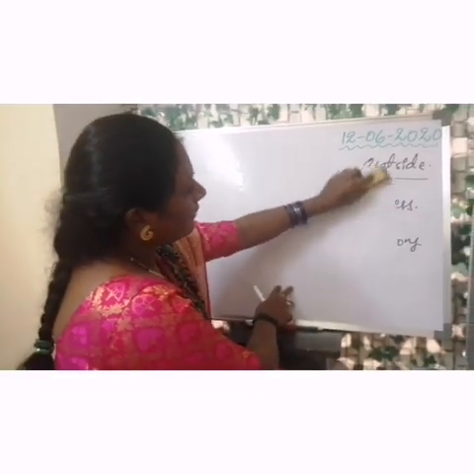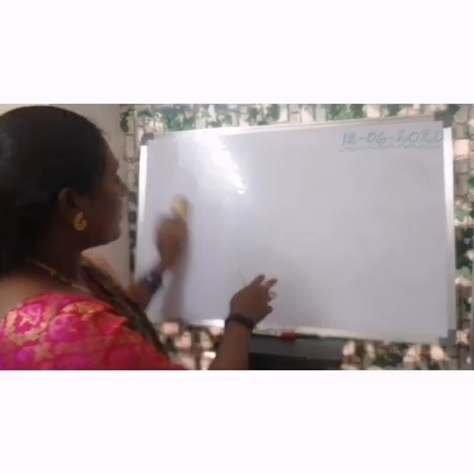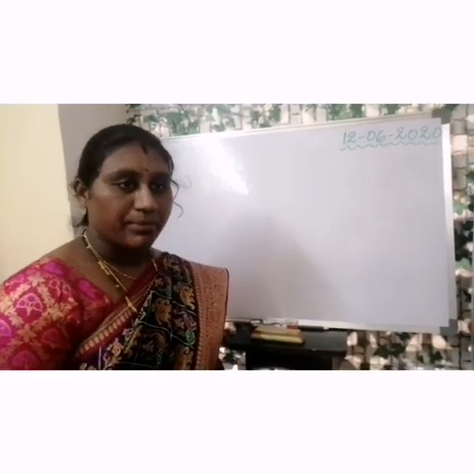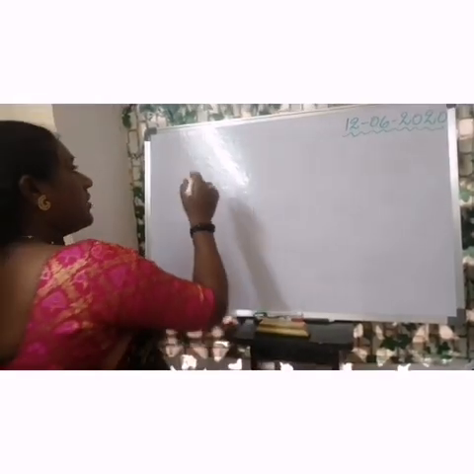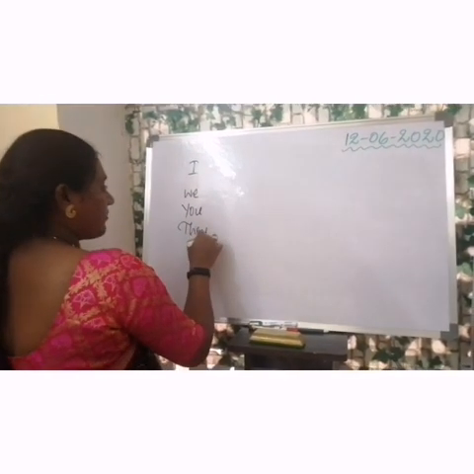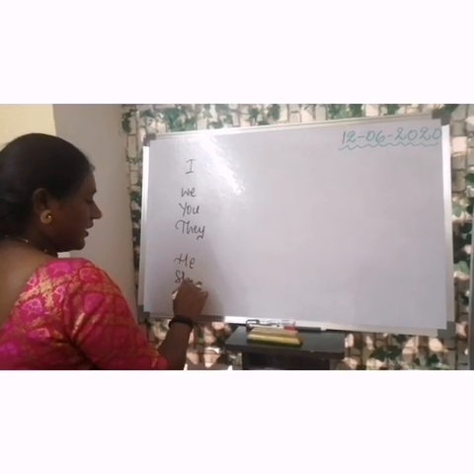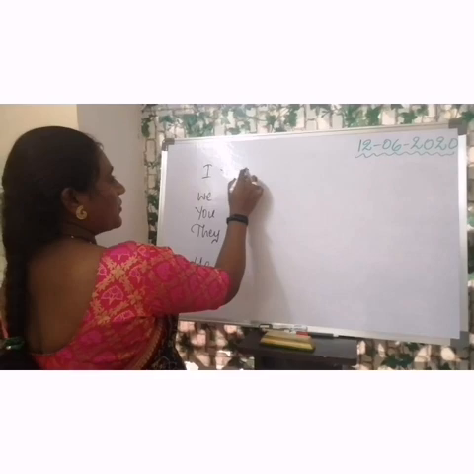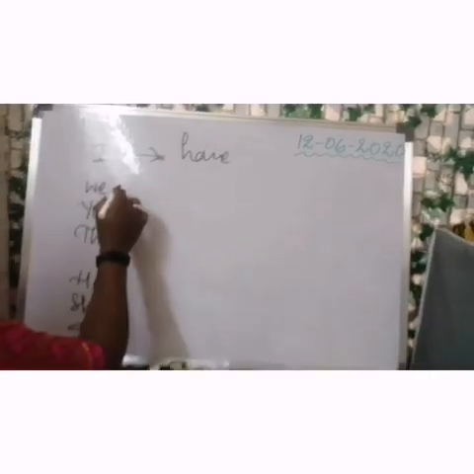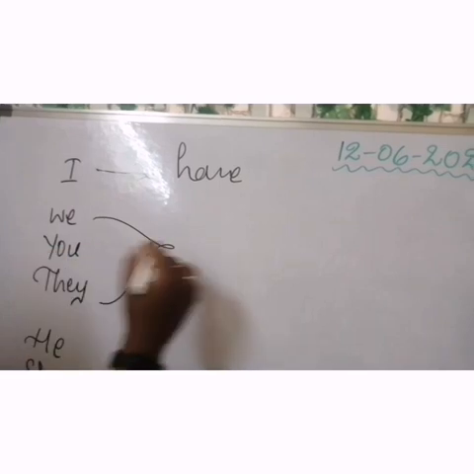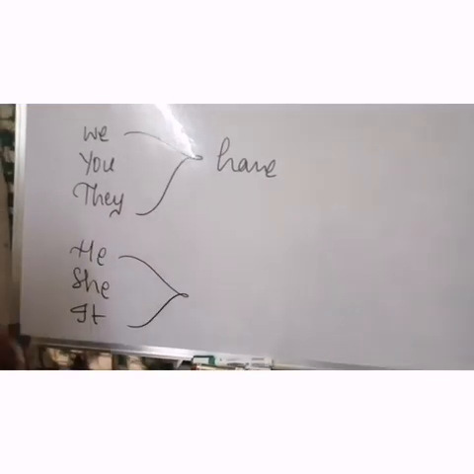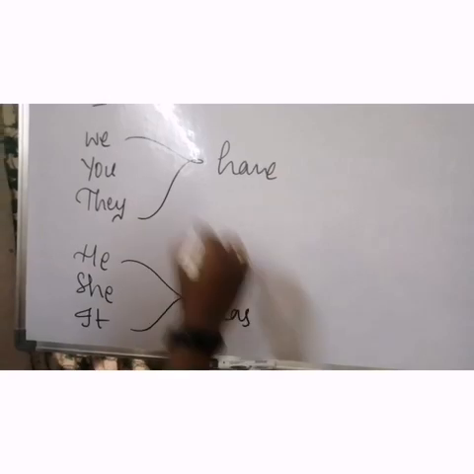So first of all, from yesterday's class onwards, I'm explaining and stressing again and again the first person, second person, and third person, the first pronoun, second pronoun, and third pronoun. So here, the first pronoun is I, we. You, they are the second pronoun, and he, she, it are the third pronoun. So for I, we use have. For I, and we, you, they, for these pronouns also we use have. But whenever we have the third person or the third pronoun, we use has.